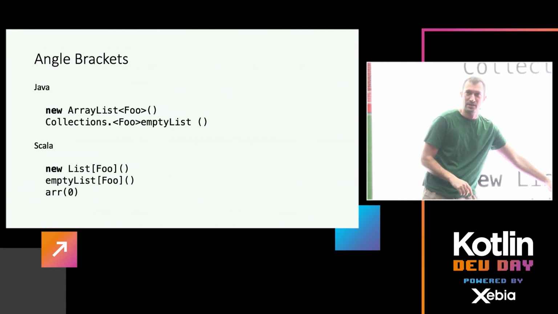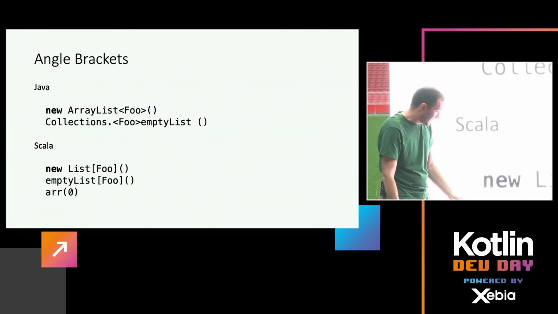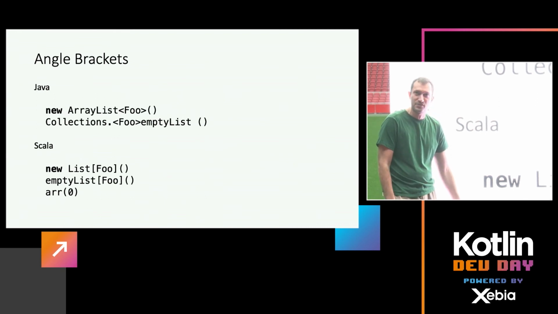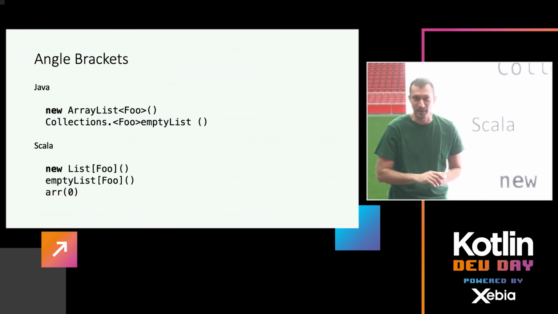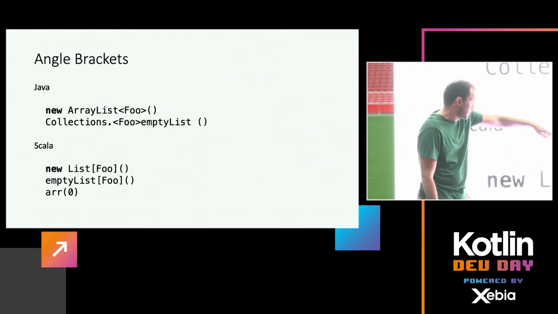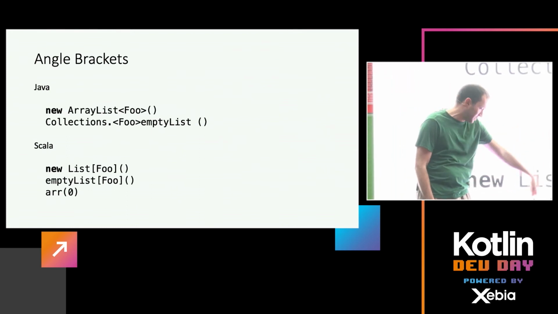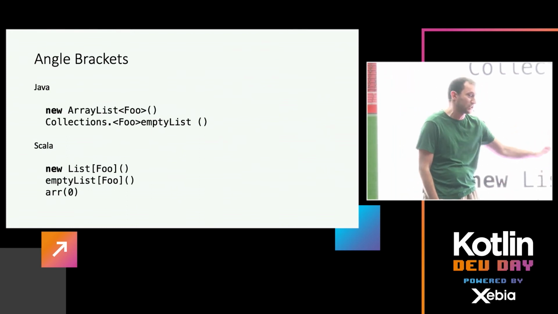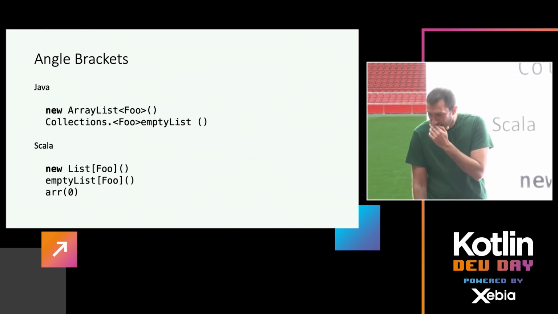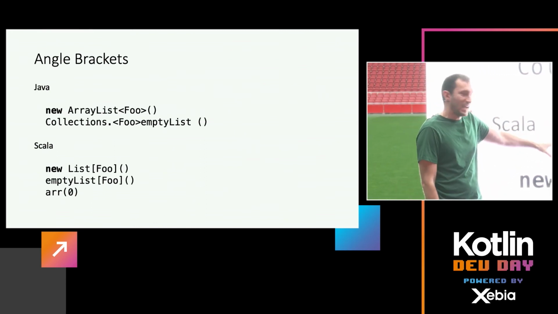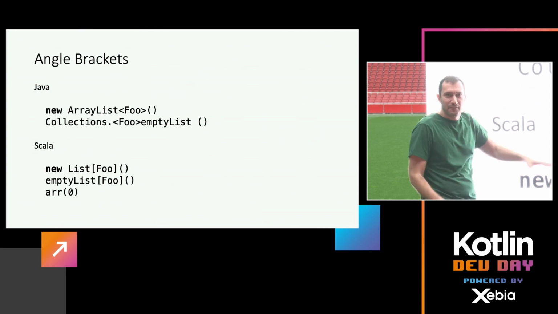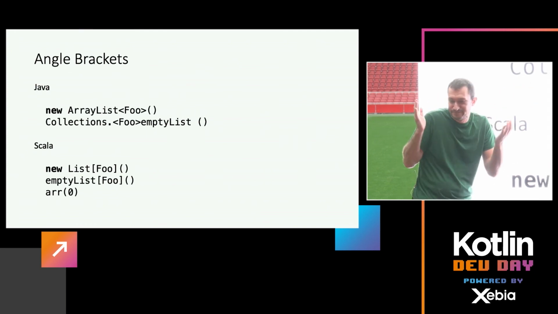emptyList[Foo] is fine on the same side, but then you have to say Array(0) with round brackets. A little bit unfamiliar. That's because we've used the square brackets here, we can't use them both here and here, because they are for types. And there is a good reason why Scala and Java have this in this sort of not ideal way.